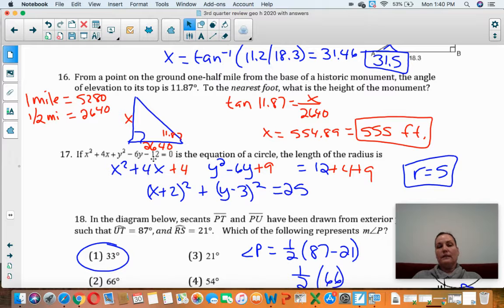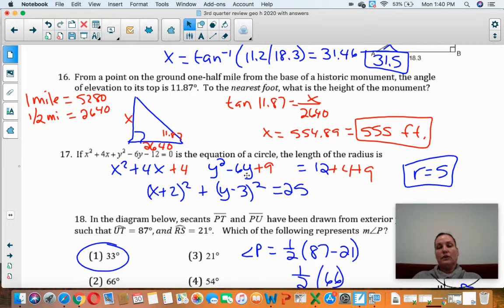I took this -12 and I moved it over to the right. You basically want a clean slate on the left. All you want are the terms with the x's together, the terms with the y's together. So that -12 was brought over to the right and it became +12. I leave a little gap here because I'm completing the square for the x's. 1/2 of 4 is 2. 2 squared is 4. I add 4 to the left. I add 4 to the right.